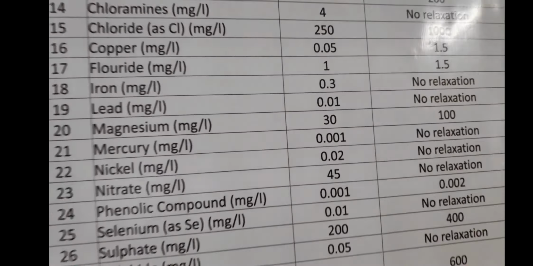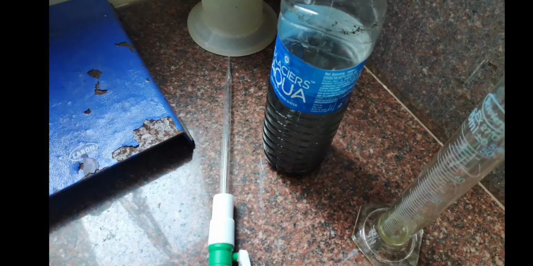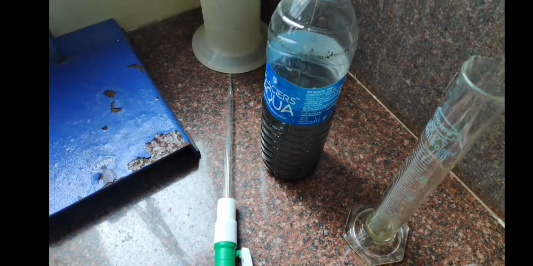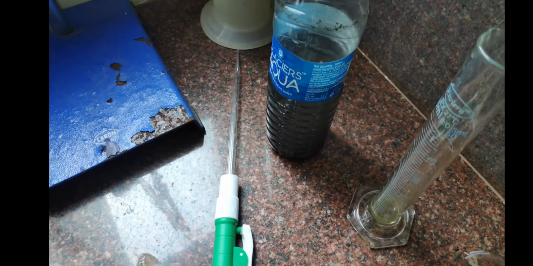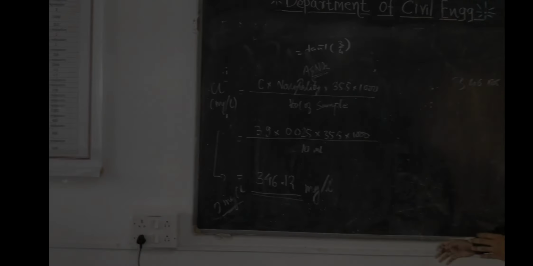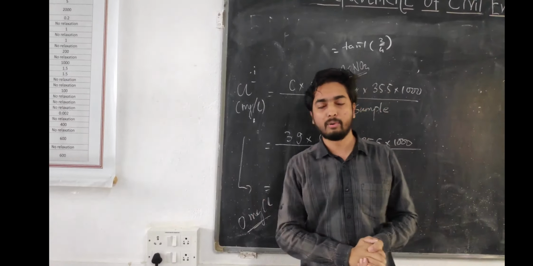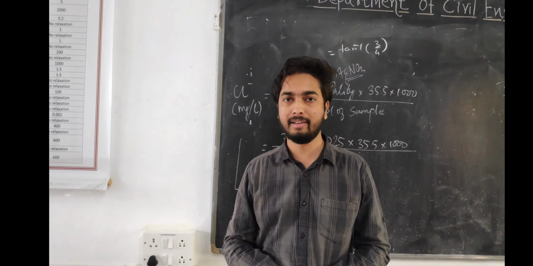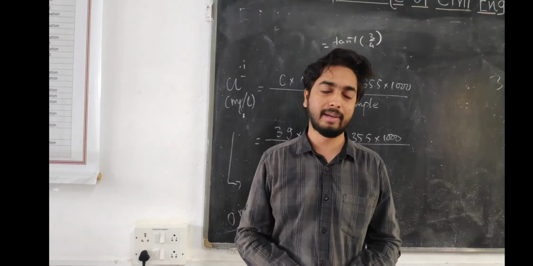But now what we have done is taken a sewage sample, and in a sewage sample we might get a different amount of chloride content. So this is the whole practical procedure for determining the chloride content. Hope you understand this practical very clearly. If you have any questions, you can ask me anytime. Okay.